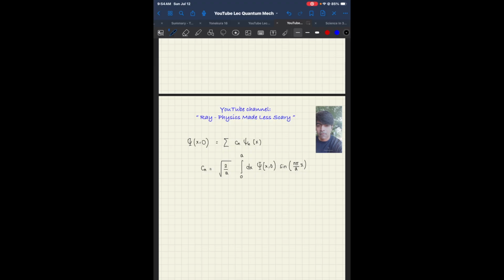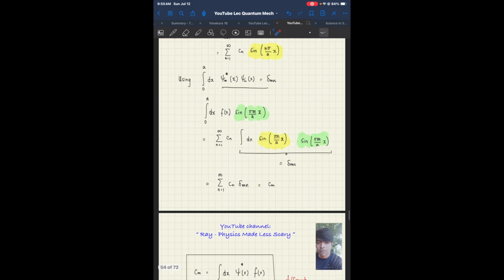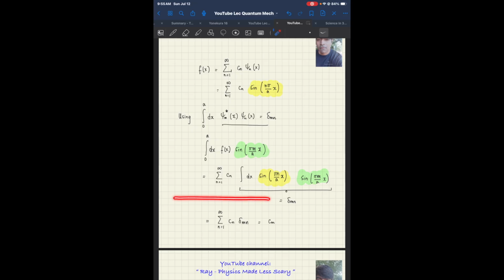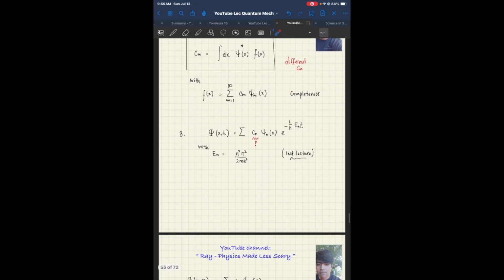Do you get this? Because I did it a bit quickly. You see this psi n is a sine here, and again I multiplied it with another sine, and then I took the integration. So the sine here and the sine here give me a Kronecker delta, which means the only surviving element from the sum, this Cn, would be the same n as here. This is exactly, for example, what we did here. Exactly analogous, right? That's why I derived it first for you.